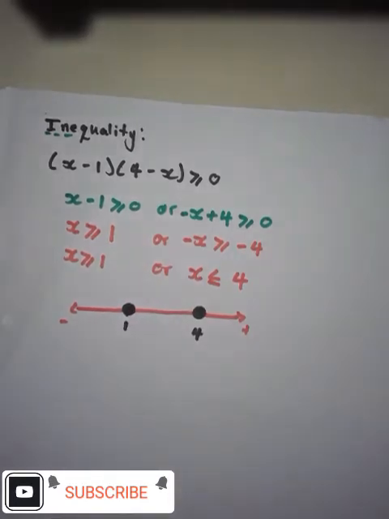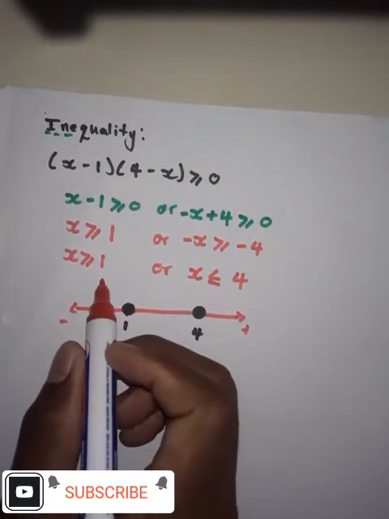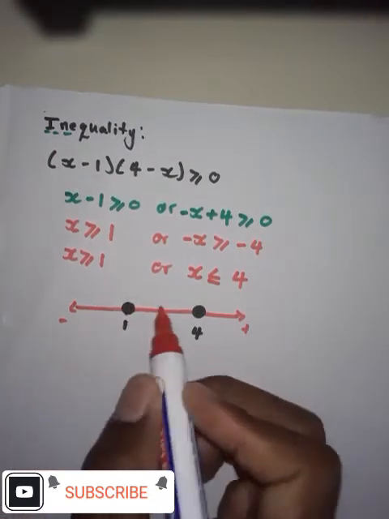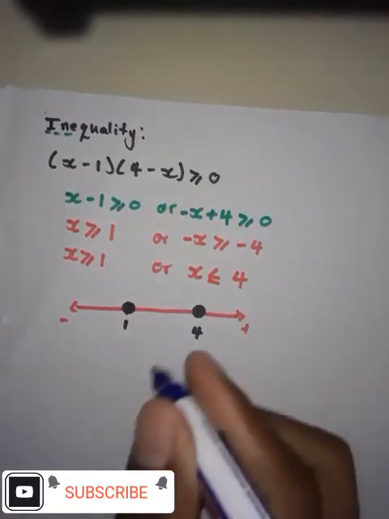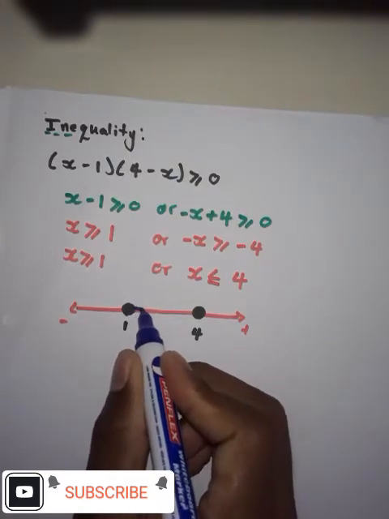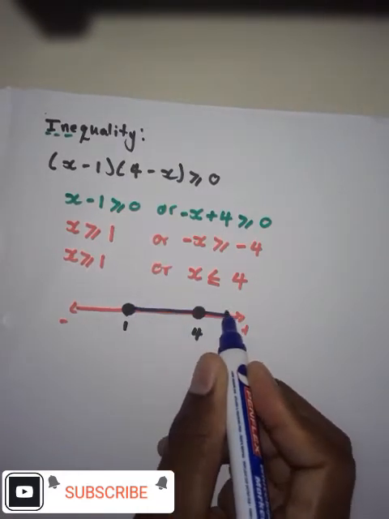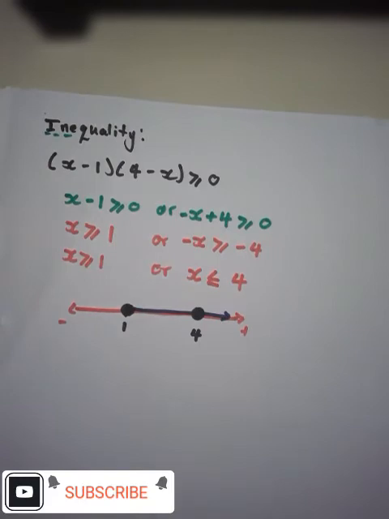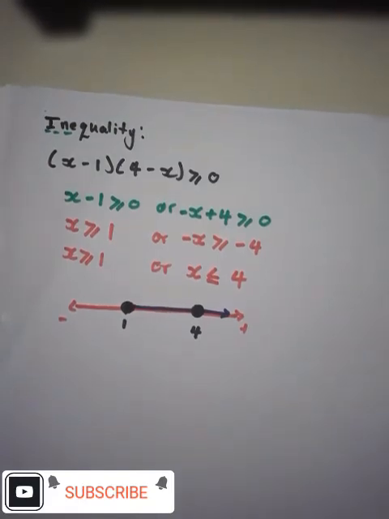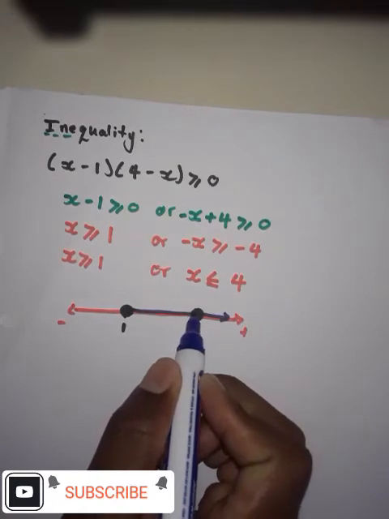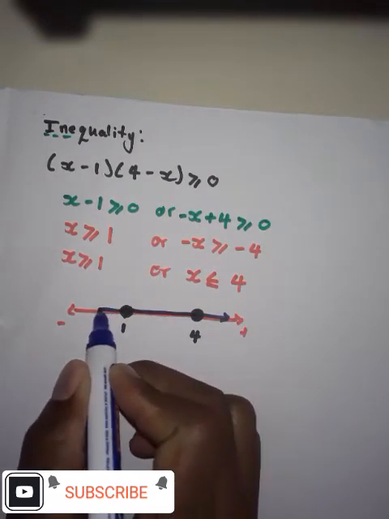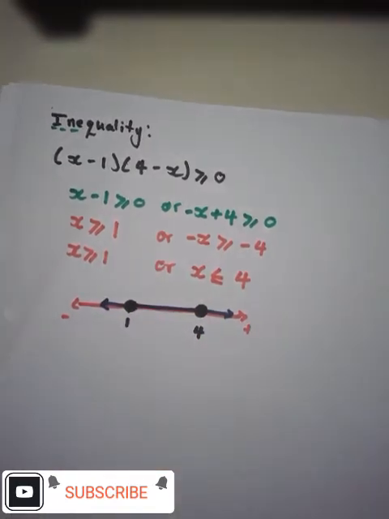So for x, since x is greater than or equal to 1, start from here on your number line. It will start from here and go to that side. This is for values of x greater than or equal to 1, and x less than or equal to 4 is going to start here and go to this side. This is for x less than or equal to 4.